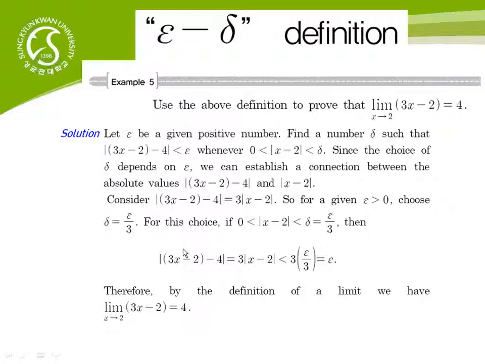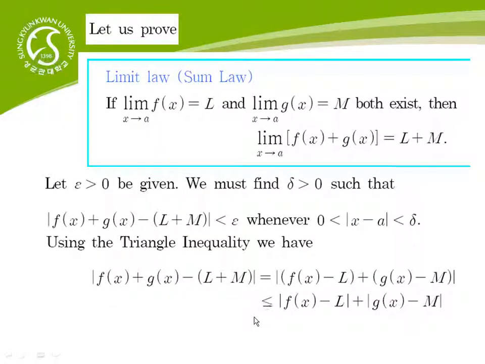So the limit exists, and the limit of this function at that point is 4. That's what it says. That's the proof. So basically, the proof is very simple. So, limit law, sum law.